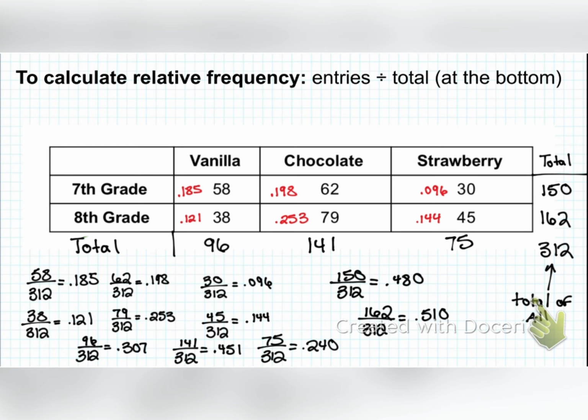Okay, so that concludes the first example. We just had to find a relative frequency.